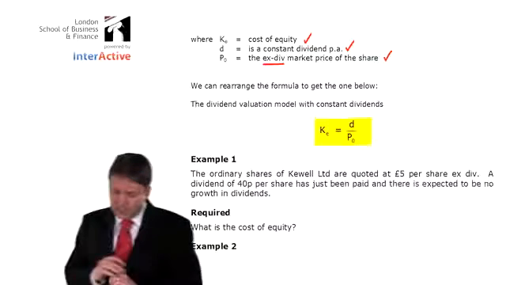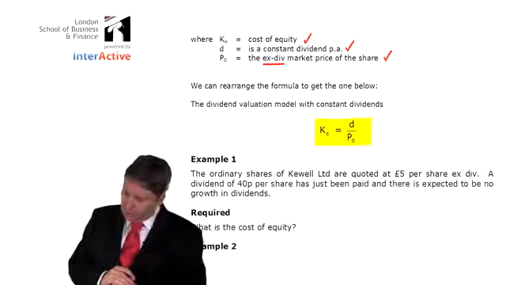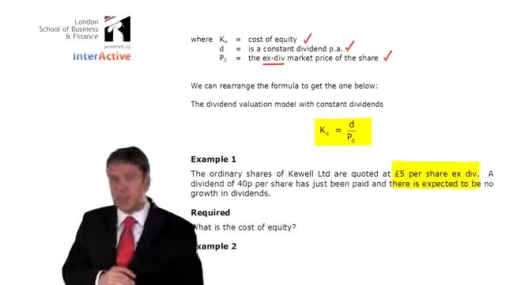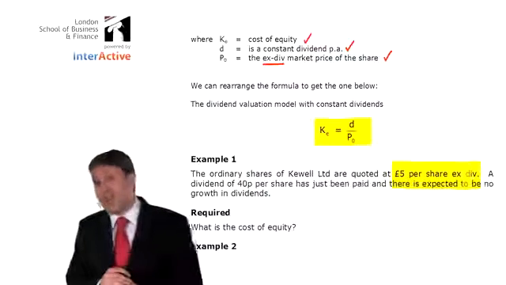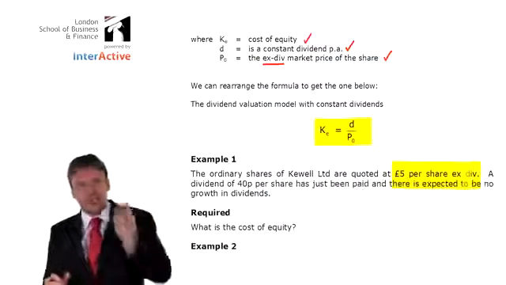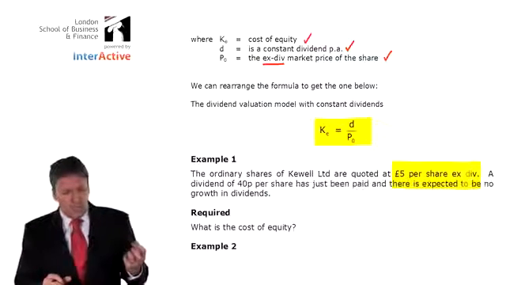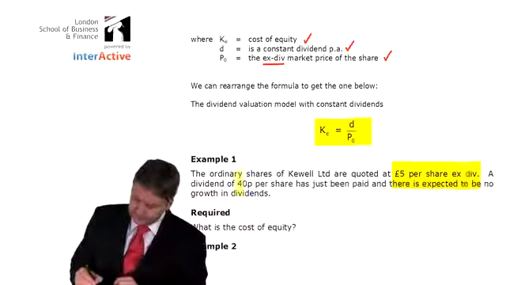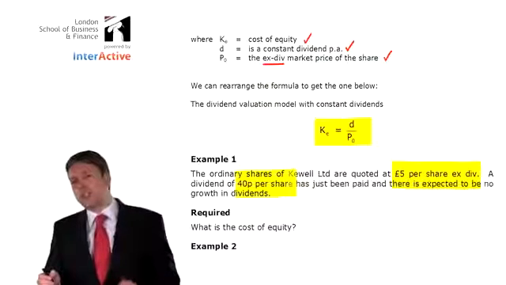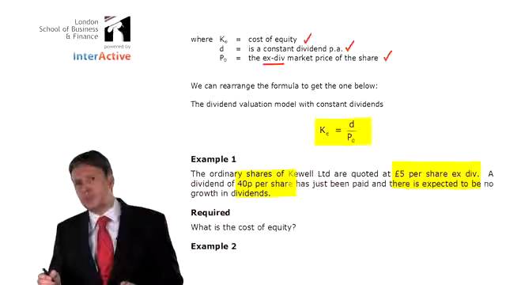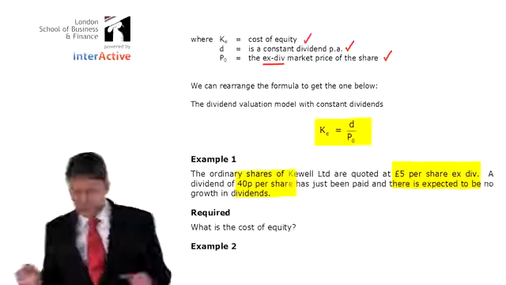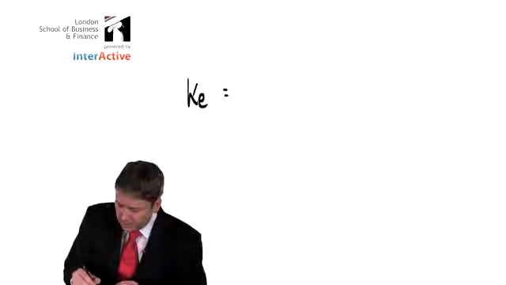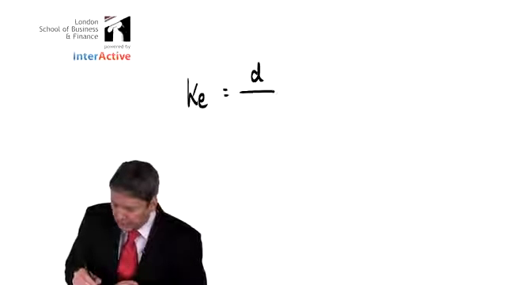Okay, we've got a little example. The ordinary shares of Kewell are quoted at £5 per share ex-div. That's good. It's ex-div. We don't know what that means, but at least we've dealt with it. A dividend of 40p per share has just been paid, and there is expected to be no growth in dividends. So this shouldn't be too difficult. To calculate KE, we said that we would take, what was it, D over P0.